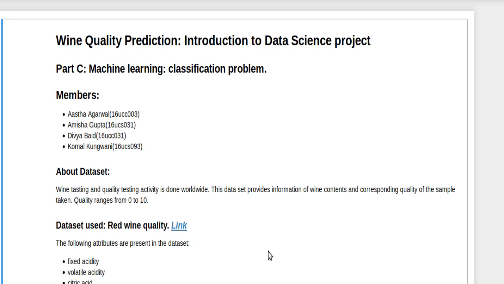Hello everyone. Today my team and I are going to introduce you to some simple data science concepts used in the classification problem, which was our project. Our problem statement is that we want to classify the quality of red wine as good or bad, and we have taken 0 for bad and 1 for good. Wine quality prediction, introduction to data science project, part C, machine learning, that is a classification problem.